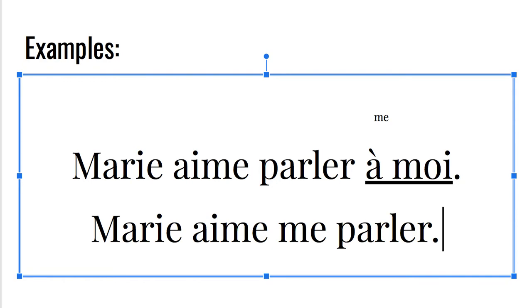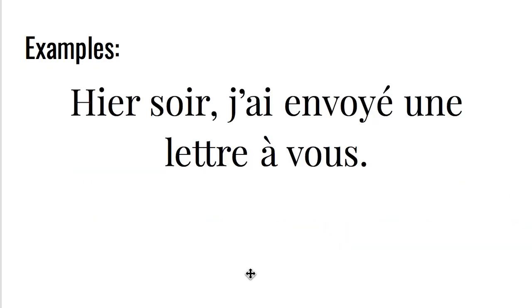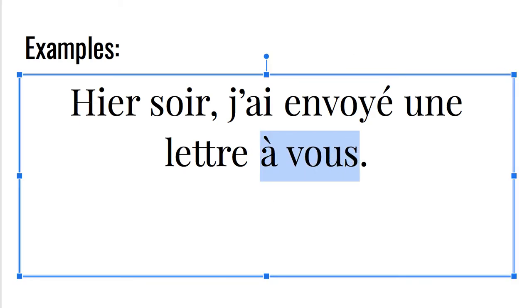Okay, we're going to move on to the next one. So like I said, if you want to pause it, see if you can figure it out, I would suggest doing that and then coming back to the video and checking your answer with me. So, hier soir, j'ai envoyé une lettre à vous. So last night, I sent a letter to you or to you all. So looking at my sentence, it's pretty easy to identify that à vous is going to be my indirect object.